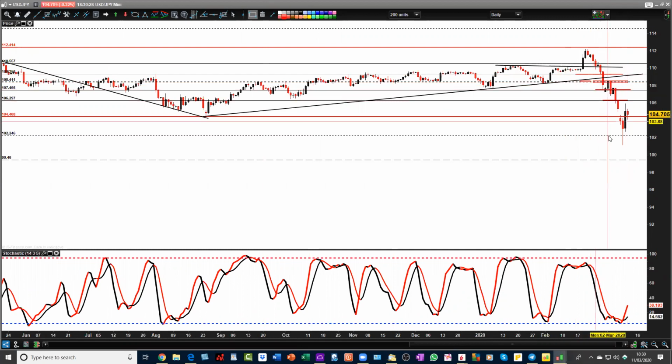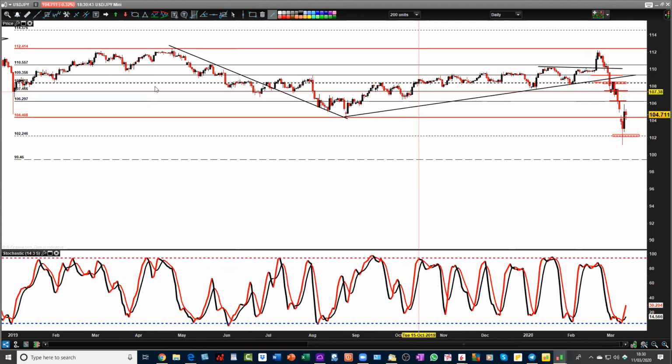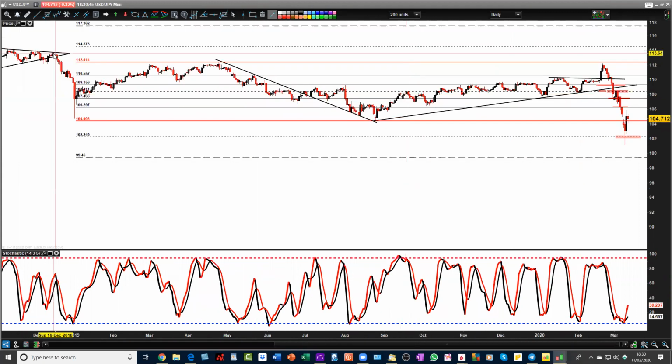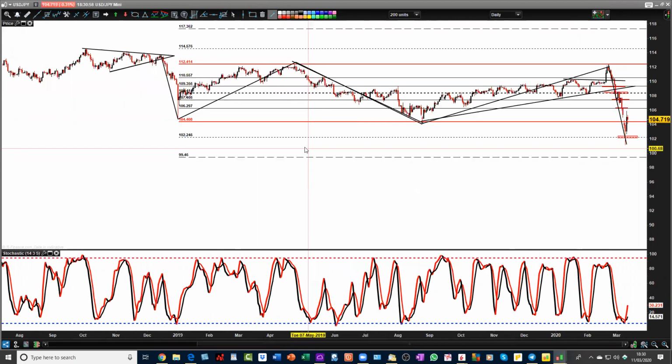And ultimately, come and test the 127 extension. So in terms of waves on this one, well, let's take this back. 1, 2, 3, 4, 5. So we just completed a 5-wave pattern on that.